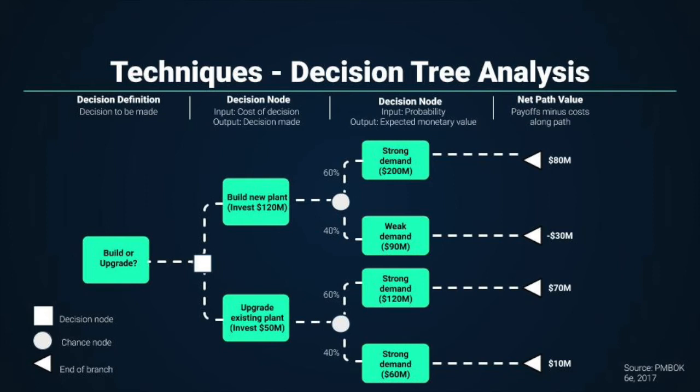So the example here is build or upgrade. Then you can illustrate the different paths through the project. You have different nodes with an action represented by a symbol. The chance nodes have probabilities attached to them. So you work your way through each branch and evaluate the expected monetary value at the end of each one. And then you go with the option that makes the most sense for the project.